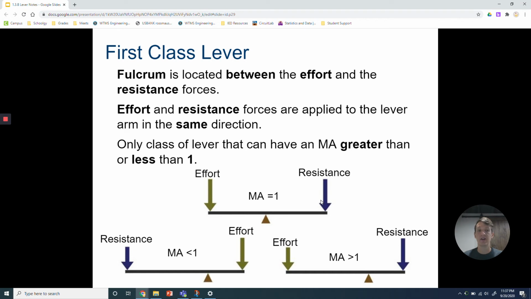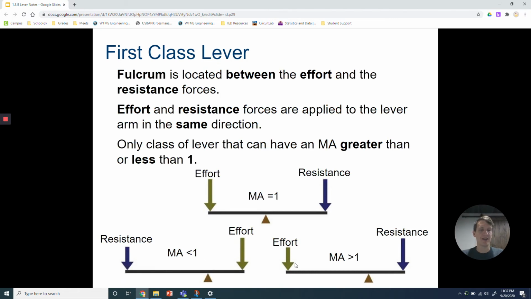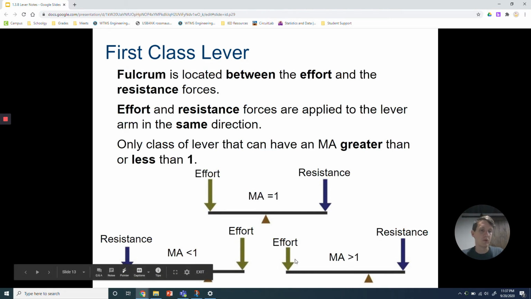So this is very versatile. You can have a mechanical advantage less than 1, equal to 1, or greater than 1 based on where you put that fulcrum. And basically when you have a longer effort arm here, right, the effort is where you would put your force in, that is going to give you a greater mechanical advantage and make you stronger. You've probably used tools that work like this.